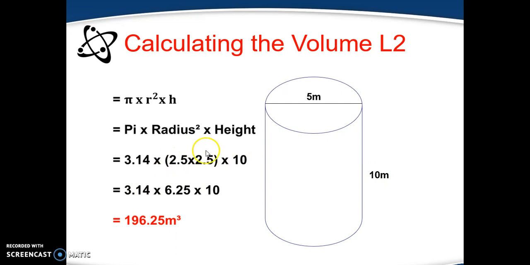Now, once you get rid of the brackets, 2.5 times 2.5 equals 6.25. It then becomes a straightforward left to right calculation, and that equals 196.25 metres cubed. So let BODMAS be your saviour when it comes to doing volume, area, and perimeter.